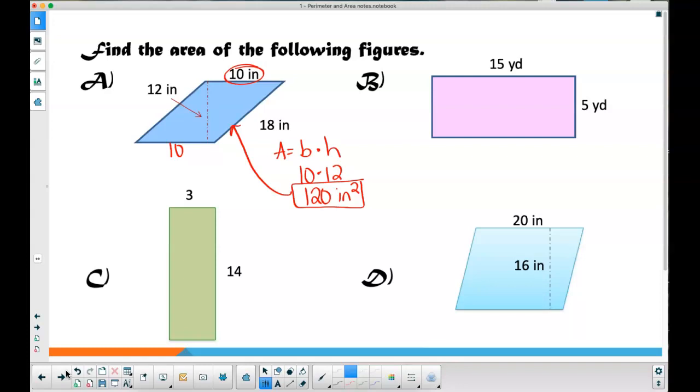Okay? I know the boxes on your note sheet's kind of small. You can write in the margins. Okay, you can write on the sides.